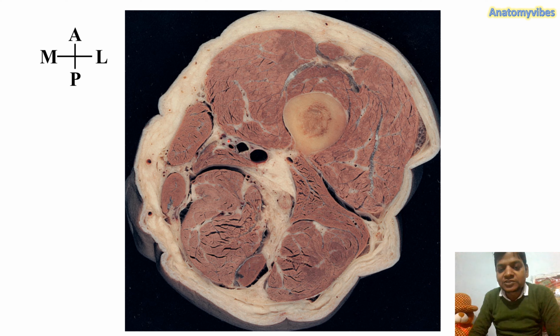This is a cut section of the thigh region from almost the middle of the thigh. This is the medial aspect, this is the lateral aspect, this is anterior, this is posterior. Anteriorly we have the quadriceps femoris muscle, posteriorly we have the hamstring group of muscles, laterally again the quadriceps muscles, and medially we have the adductor group of muscles. So you have to recognize the muscles in this cut section.